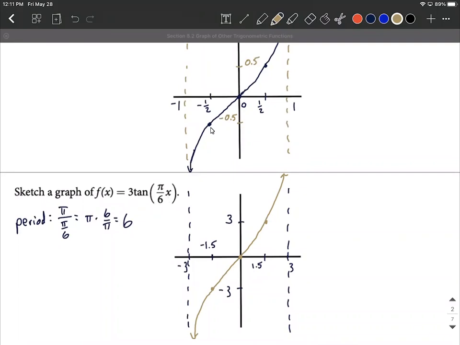All right, hope this helps out as we're trying to label our x and y axes and get really good graphs of tangent functions. Good luck.